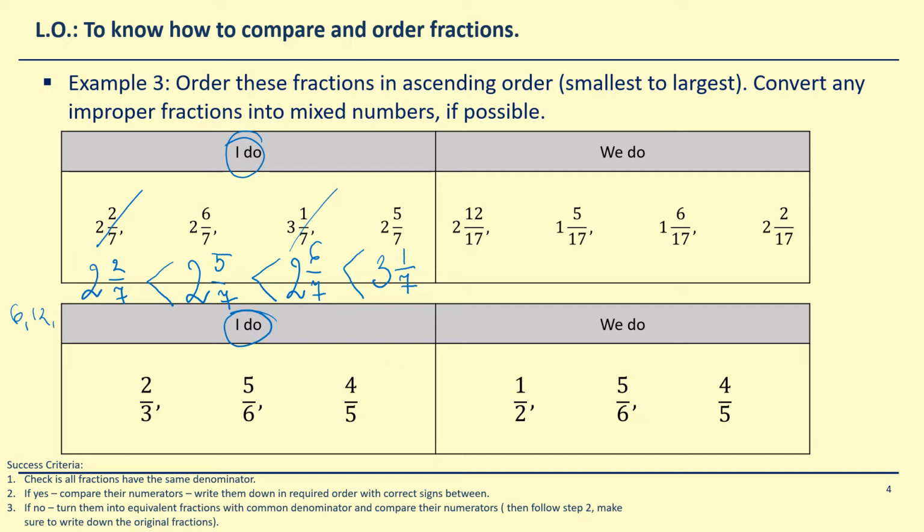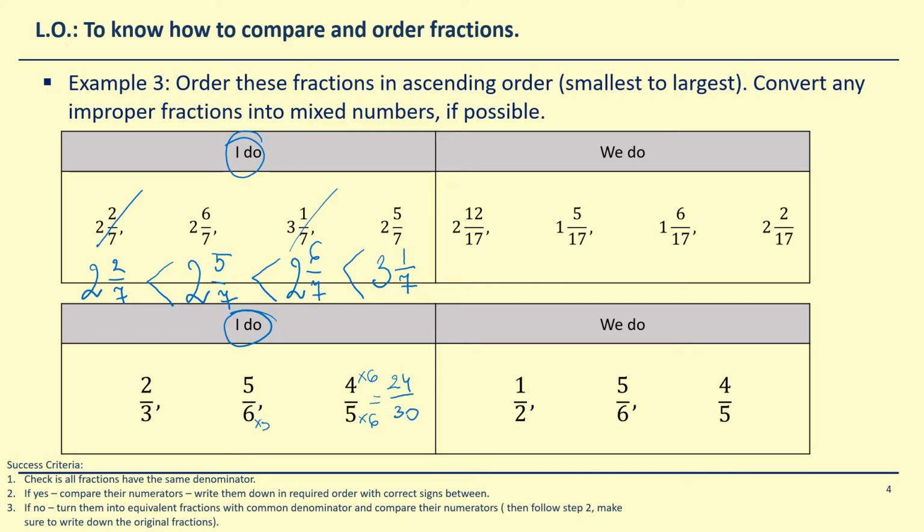So multiples of 6: 6, 12, 18. If you are not sure, just write them down. Multiples of 5: 15, 20, 25, 30. You can see that the lowest common multiple must be 30, because 30 is the smallest number on both of those lists. So to turn 5 into 30, I need to multiply it by 6. Whatever I do to the bottom, I need to do to the top. So this is equal to 24 over 30.